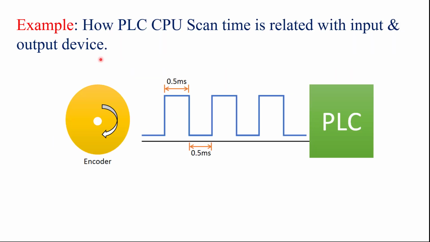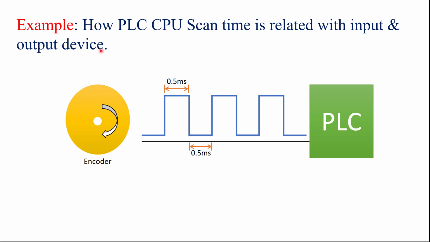Basically, a PLC is a field device, so there are many factors that affect the PLC scan time. So the question which is very popular from an examination point of view or in a viva: how is the PLC CPU scan time related to input and output devices? This is a very important question. This question is very frequently asked in interviews and competitive exams.